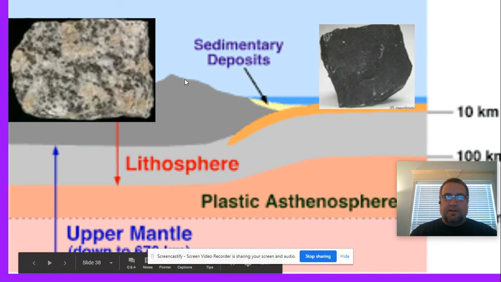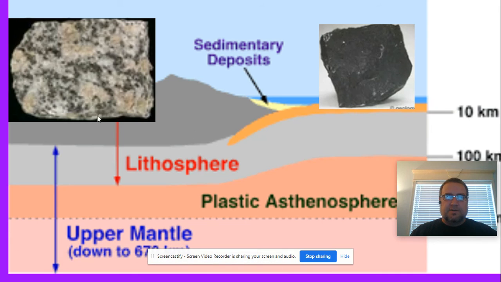All right, but lithosphere broken into pieces. We call those plates. The crust is the very top. This is all rigid, all right? And then granite makes up the continental crust, where basalt makes up the ocean crust.